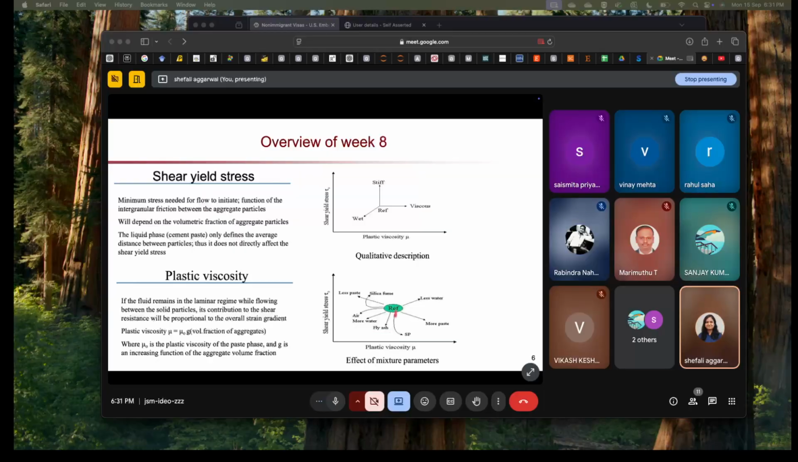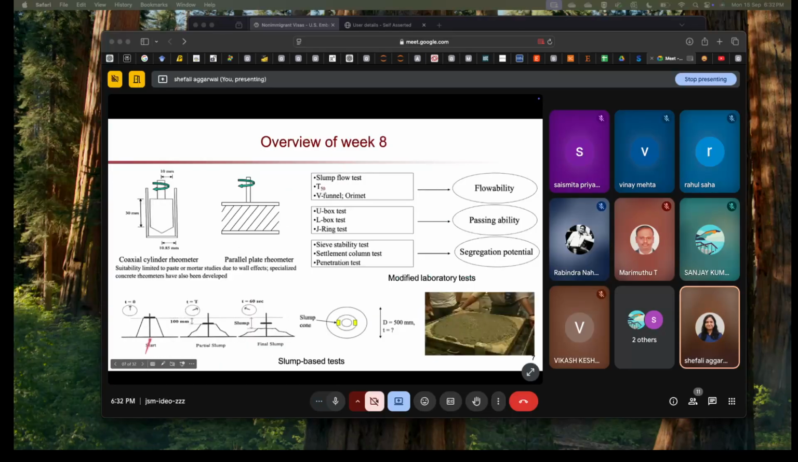Another thing is superplasticizer. If you are adding superplasticizer in the system, you are reducing the water content, so it will turn a little bit in the viscous direction, wet and viscous. Okay, so now this is the basic theory of rheology.